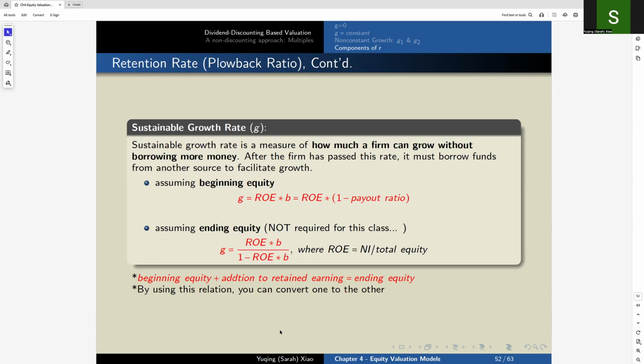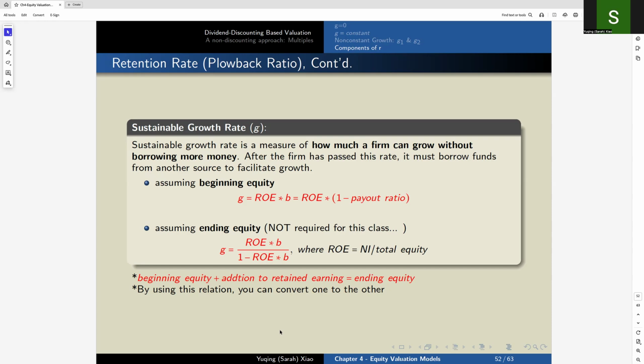Now let's connect retention to growth. The sustainable growth rate is how fast a company can grow its dividends and earnings without raising additional equity. It depends on two things: profitability, which is measured by return on equity or ROE, and the retention rate.